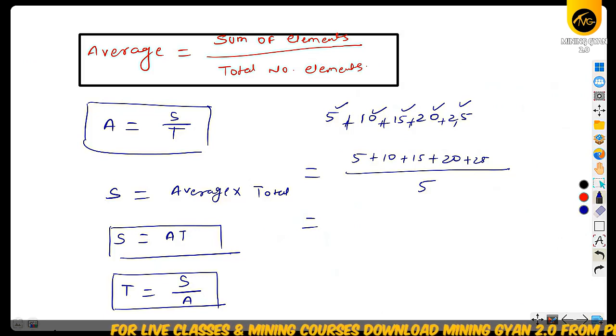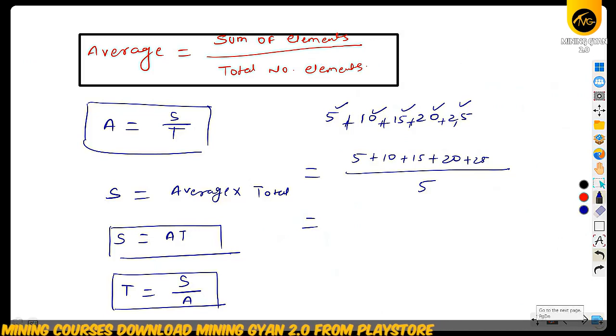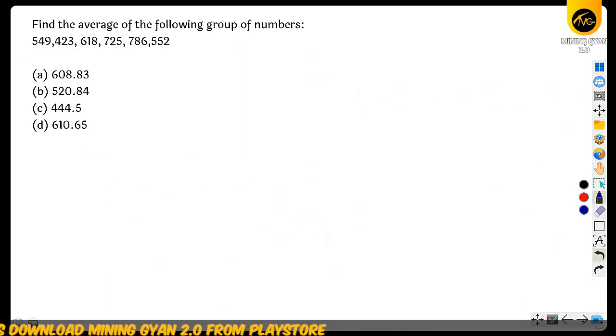Correct? Is it clear now? So just remember the formula of average, the formula of sum of elements and the formula of total number of elements. Okay, let's move on to the examples related to the average problem.